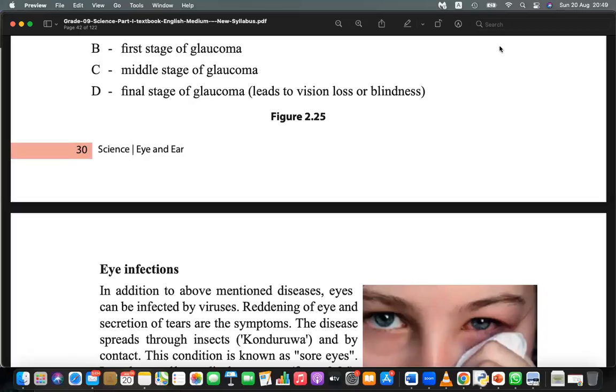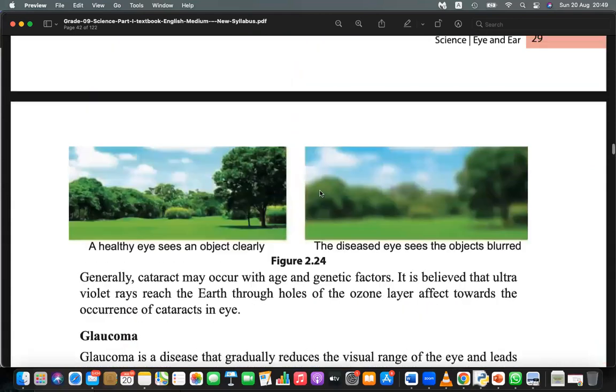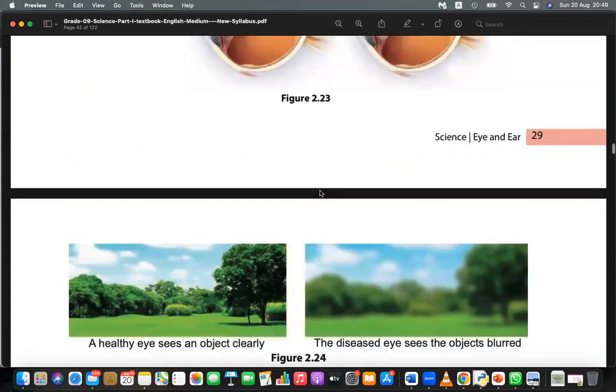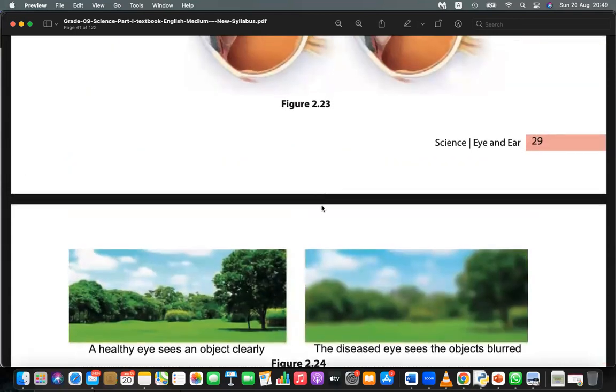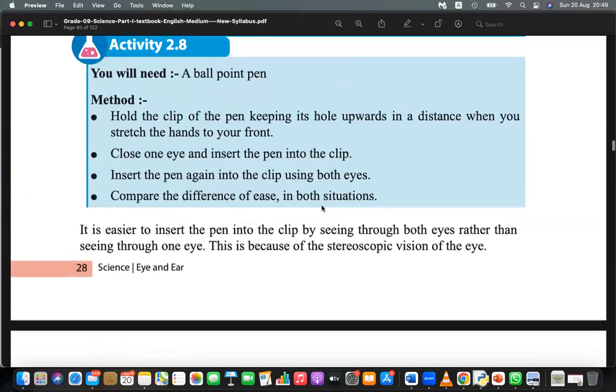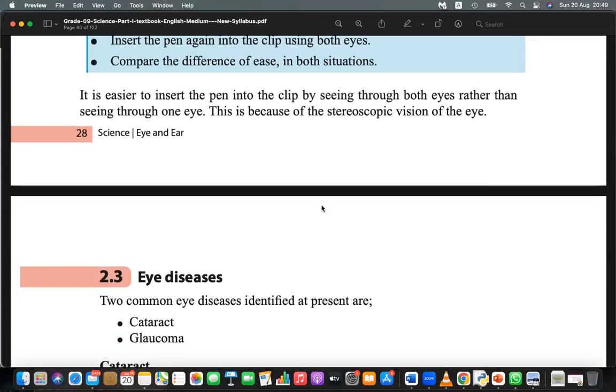We have already discussed eye and eye-related issues, which are long sight and short sight, and also glaucoma. Long sight is basically a lens issue. Short sight is also a lens issue. And we have also discussed cataract and glaucoma.